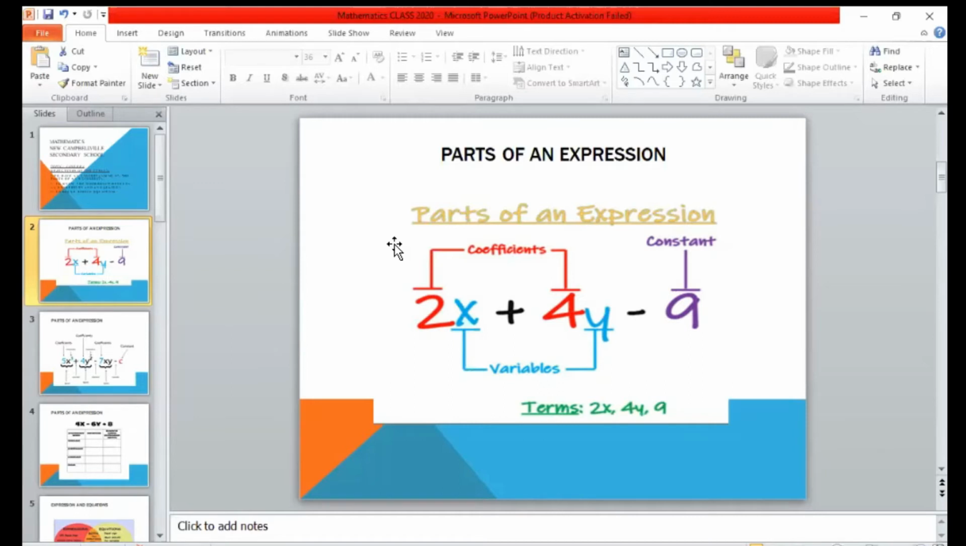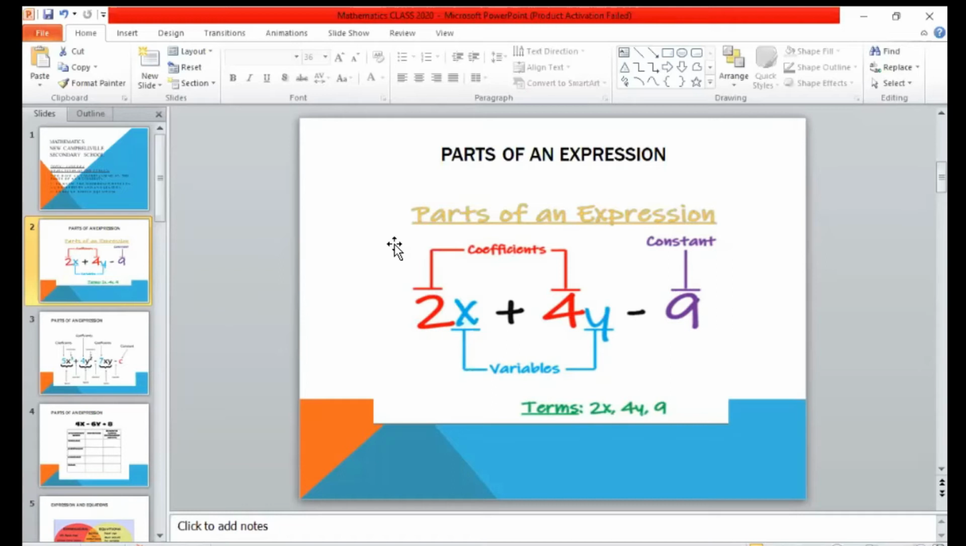Coefficient. Coefficient. Why do we call them coefficient? Because it's the base number. Very good. And then we have X and Y in blue, in sky blue. What do we call those letters? Variables. And then we have a 9 by itself. It's called a constant or a constant term.